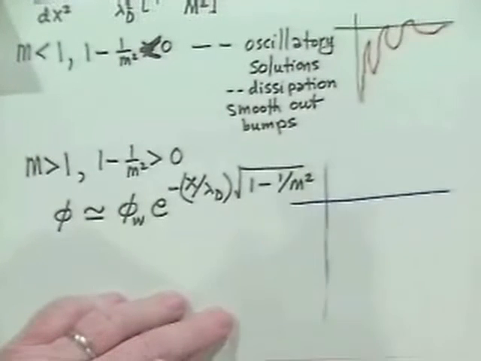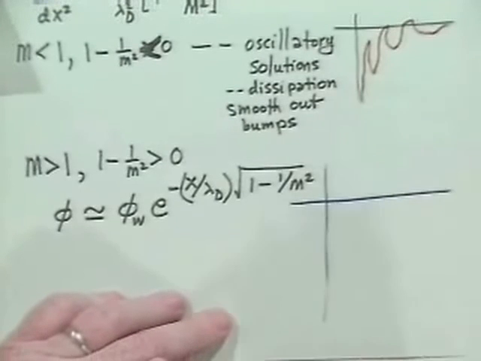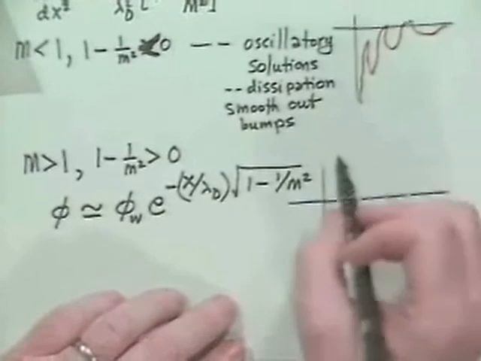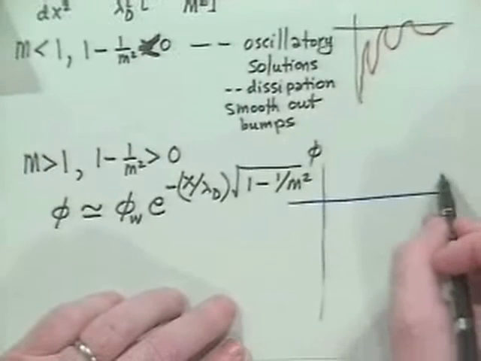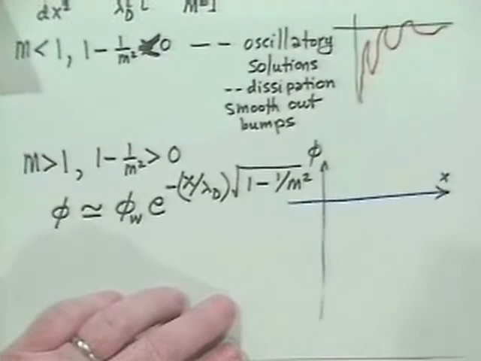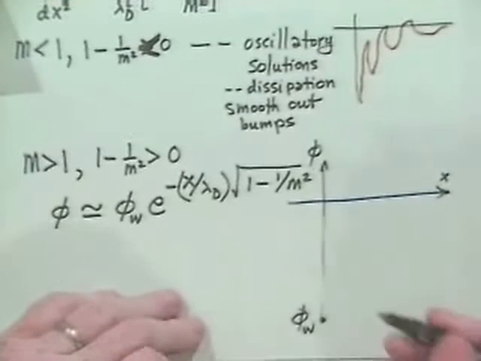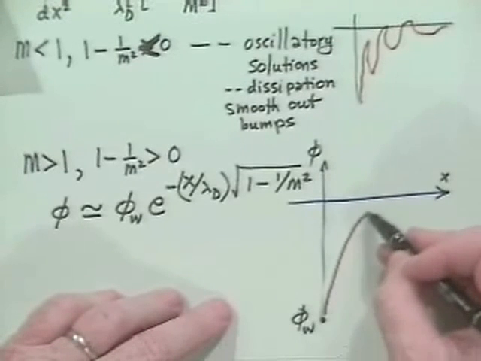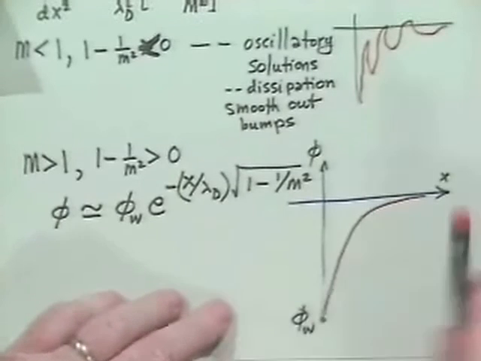Namely, if I make a plot here, we have our phi as a function of x, and we have our value here, phi wall, and these are the sort of exponentially falling solutions.